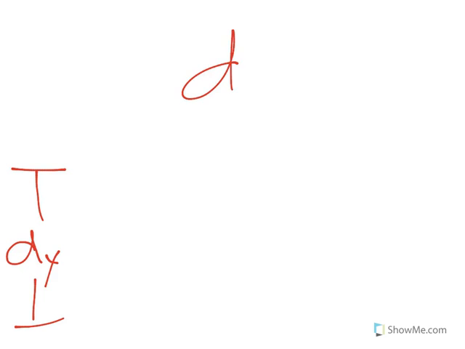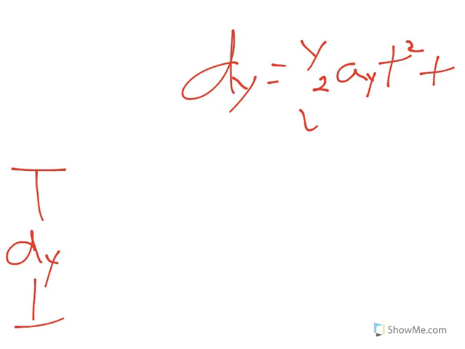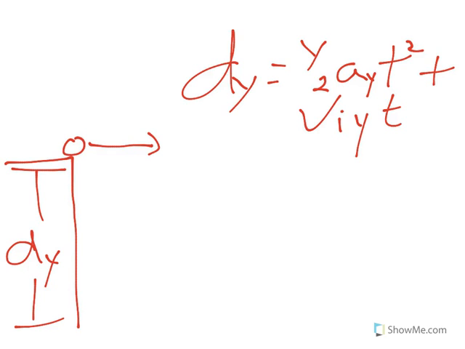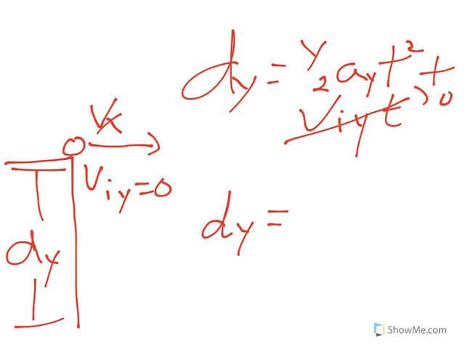When we set this up, we're going to say that dy is equal to 1/2 ay t squared plus viy t. Now you should remember that if the marble is being dropped off or shot off of the edge of the table, it's only got a velocity in the x. The velocity in the y initially is equal to 0. So that goes to 0, and you'll be left with the distance in the y equals 1/2 times the acceleration in the y times the time to fall squared.